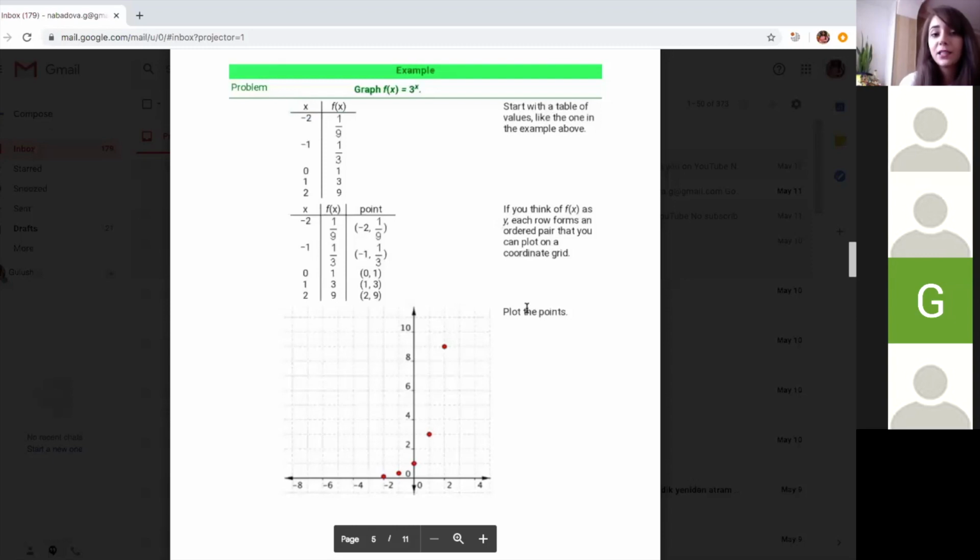Teacher, the graph of f(x) equals 3 to the x power, as on your screen. It starts with a table of values, like the one in the example above. You gave input -2 and output 1/9, then -1 and 1/3, and so on.